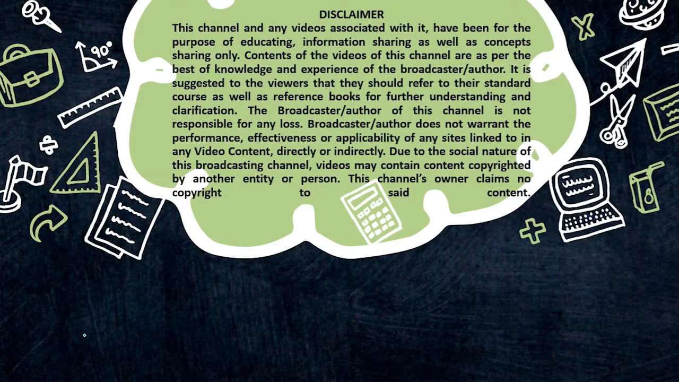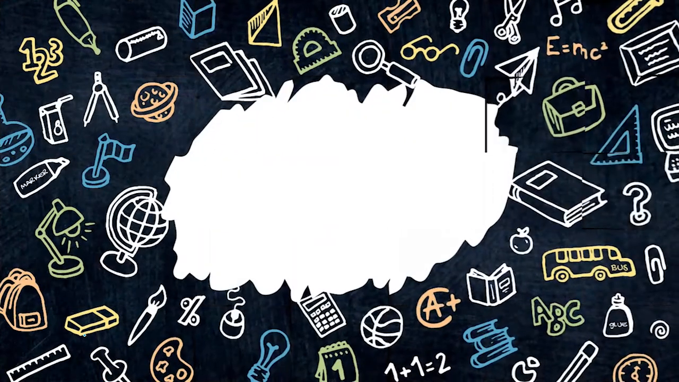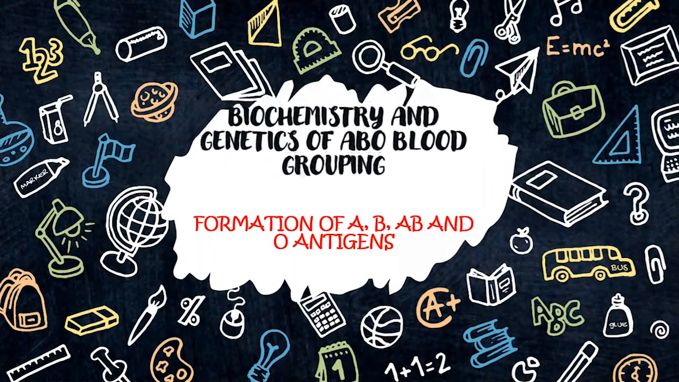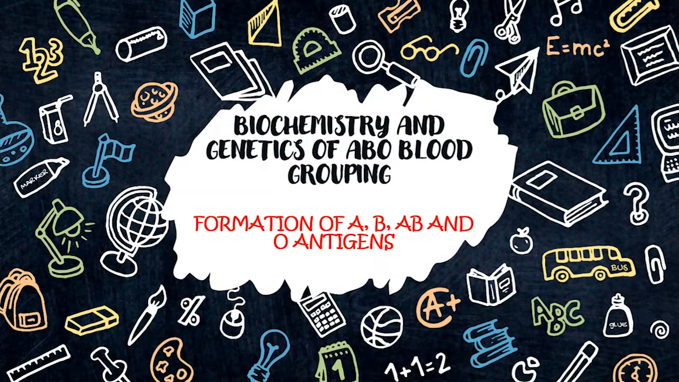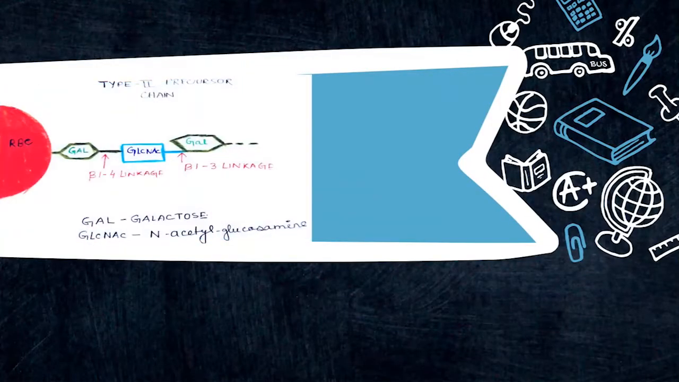In today's video, we are going to discuss the biochemistry of ABO blood groups and the formation of A, B and O antigens as the expression of their subsequent blood groups. In the previous lectures, we had already discussed the precursor chain that is present in all individuals on the surface of the RBC.